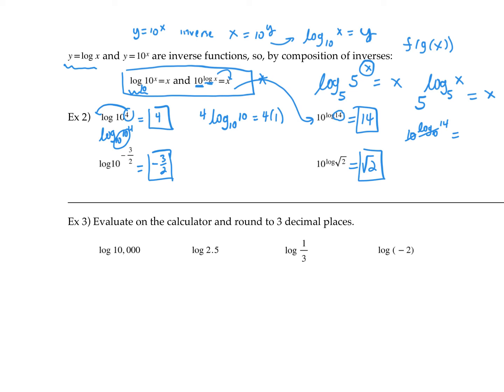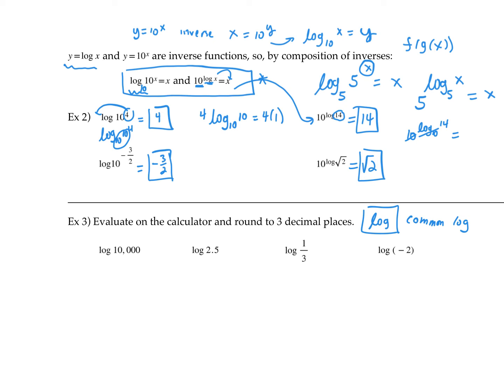All right, in example 3, these are just calculator questions. If you go to your calculator, and it depends on which version you're working with, most scientific calculators have a key that just says log on it. On the scientific calculator in the classroom, the little blue calculators, I'm not exactly sure where it is on the keypad because I don't have one here at home with me. On the graphing calculator, it's on the left-hand side of your keypad. That is just the common log key.